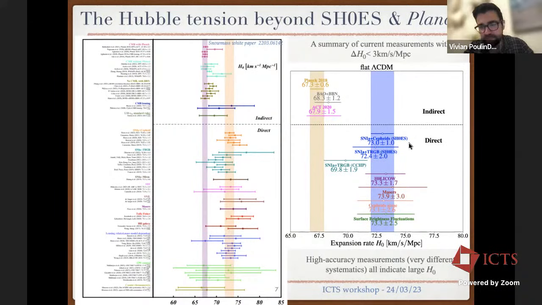This is a filtered view where I'm showing you the ones that have uncertainties that are less than 3 kilometers per second per megaparsec. That's somewhat arbitrary, but this is just so that you can see the ones that are really driving the tension. And typically they are all much higher in the direct measurements than the predictions from the ΛCDM model.